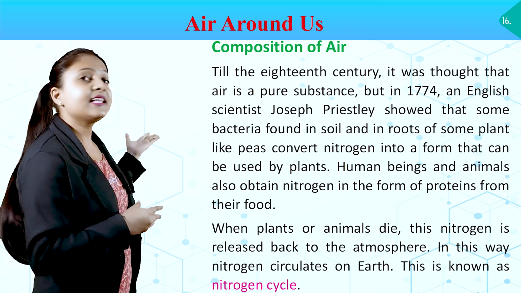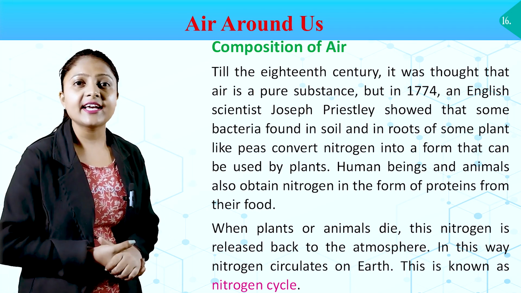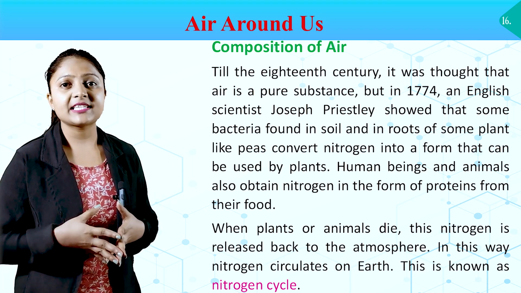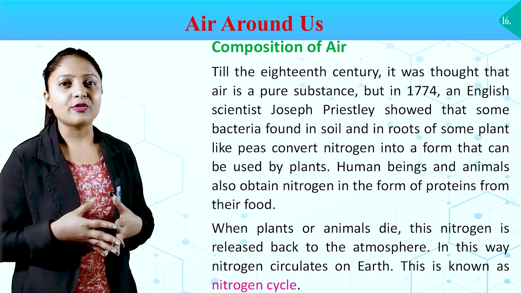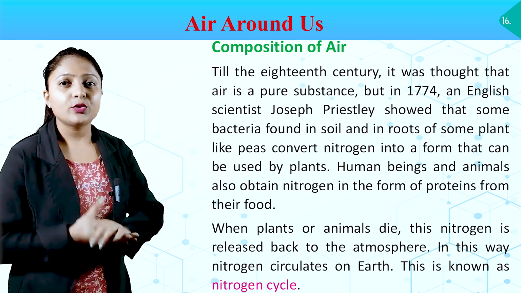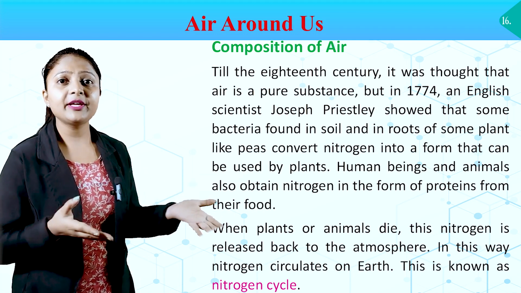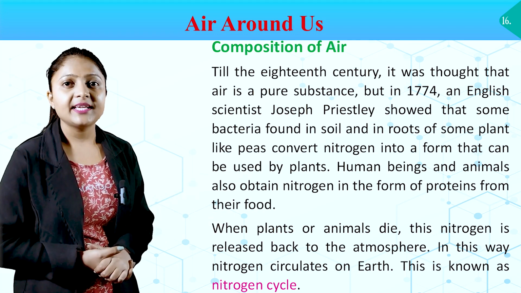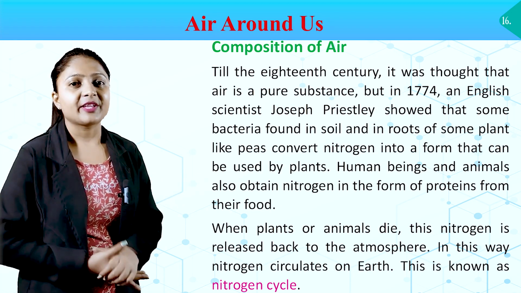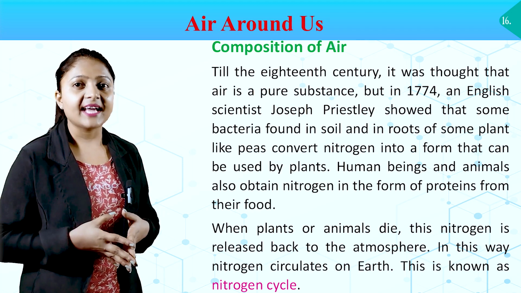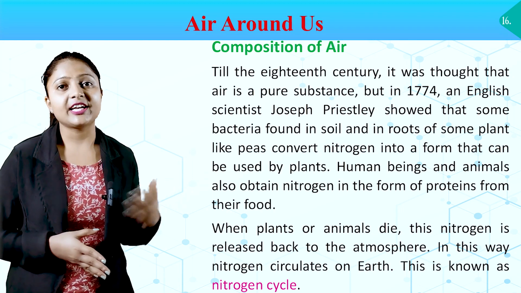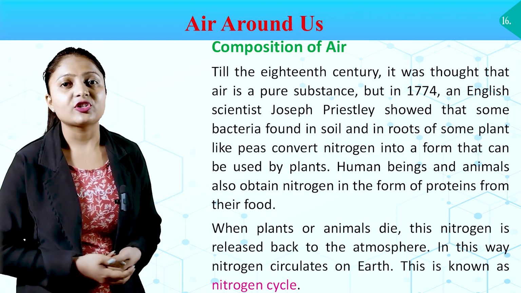Till the 18th century, it was thought that air is a pure substance, but in 1774, an English scientist, Joseph Priestley, showed that air is a mixture. Some bacteria found in soil and in roots of some plants like peas convert nitrogen into a form that can be used by plants. Human beings and animals also obtain nitrogen in the form of proteins from their food. When plants or animals die, this nitrogen is released back to the atmosphere. In this way, nitrogen circulates on Earth. This is known as the nitrogen cycle.